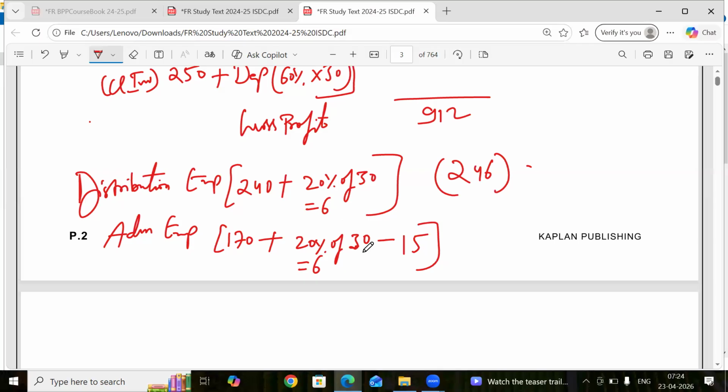Just do the totaling of this. How much are you getting? 170 plus 6 minus 15.